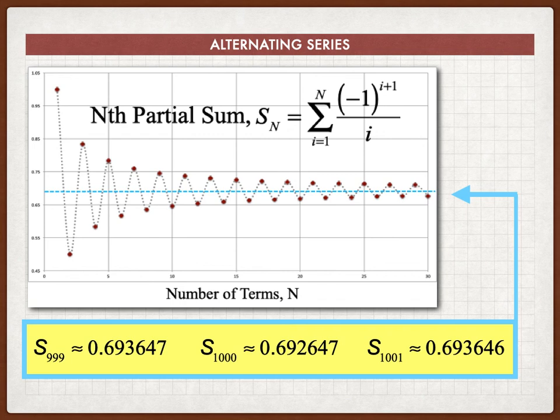Here's a graph of the first 30 partial sums. Around the 1000th partial sum, the total is only moving up and down by about 0.001. Up and down by smaller and smaller increments. This series is converging to a value around the blue line, 0.693 plus or minus 0.001.